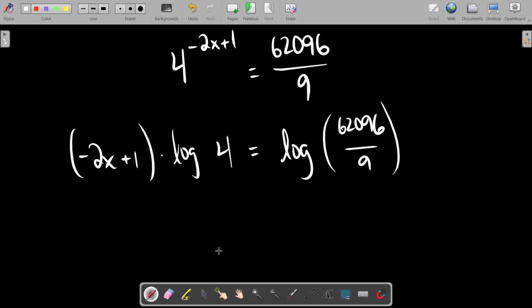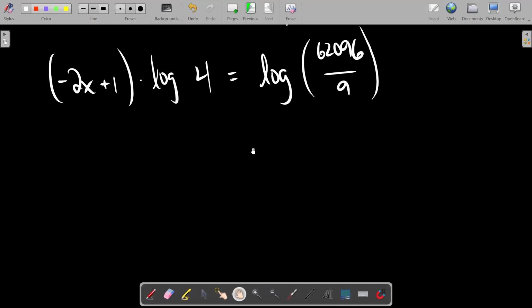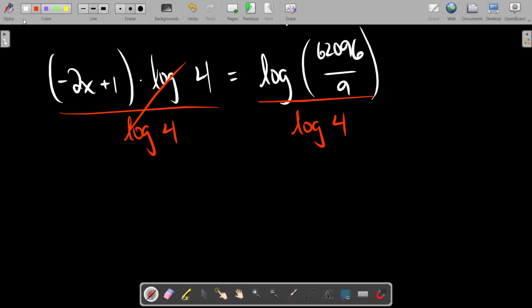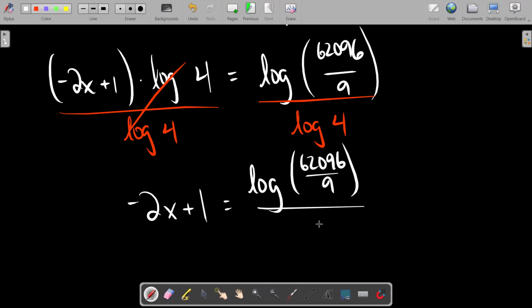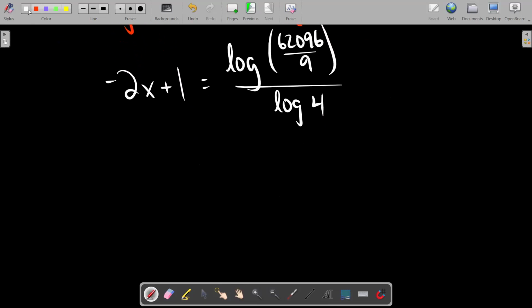Now let's talk our way through the algebra. What comes next? Divide both sides by the log of 4, right? So where we're at in the process now is we have negative 2x plus 1 equals log of big ugly divided by log of super awesome 4. Now, algebra kicks in. What are the two algebraic steps? You've known this since 8th grade. Required to get x by itself. What are they? Subtract 1 and then divide by negative 2, right?